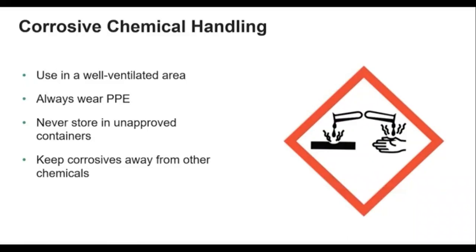As a result, when working with corrosives, you should always use them in a well-ventilated area, and always wear gloves and eye protection. Corrosive materials are never to be stored in unapproved containers that might corrode or be destroyed, and keep them away from other chemicals. In addition, emergency eye wash facilities are required to be accessible in areas where corrosive materials are used.